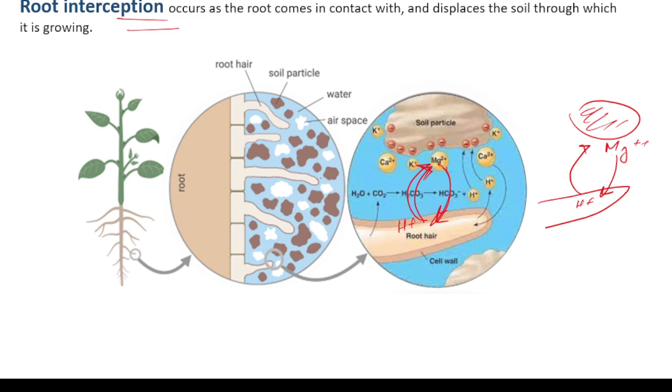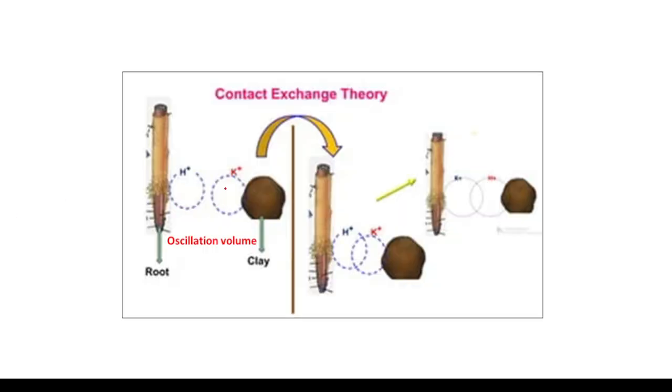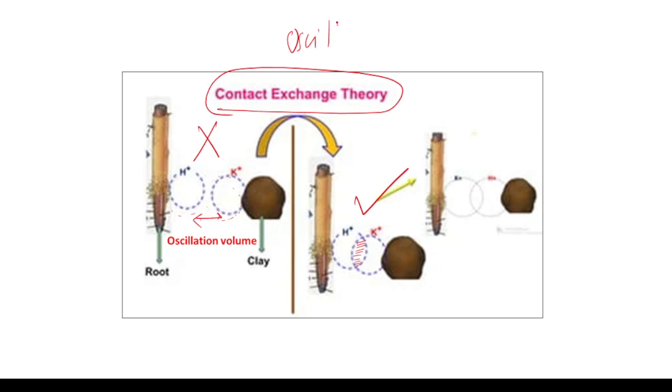In the case of root interception, one thing is required, that is the oscillation volume. You see here the oscillation volume of hydrogen, and the oscillation volume of any ion, like magnesium or potassium. When these oscillation volumes overlap, only then does root interception occur. If they do not overlap, no root interception occurs. If they overlap, root interception occurs. So remember, for contact exchange or root interception, oscillation volume is very important. Clear?